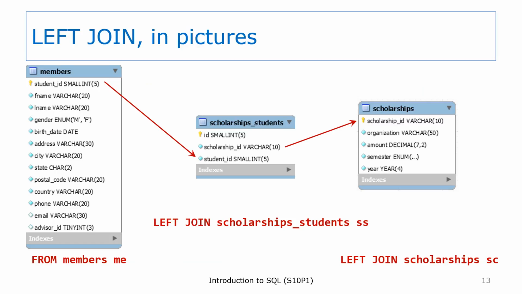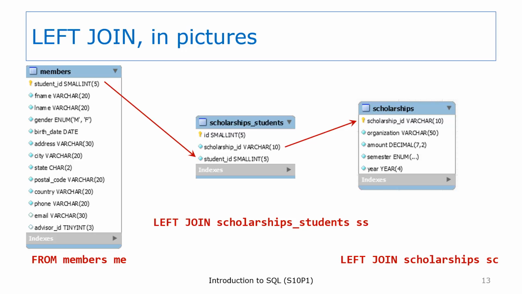Let's look at a left join in pictures. This might help to explain why the term left join is used. Starting at the left side of the slide is the members table. The columns that are defined in the table are shown along with the data types. The members table is the table that is specified in the from clause, so it is considered to be the primary table in the join.